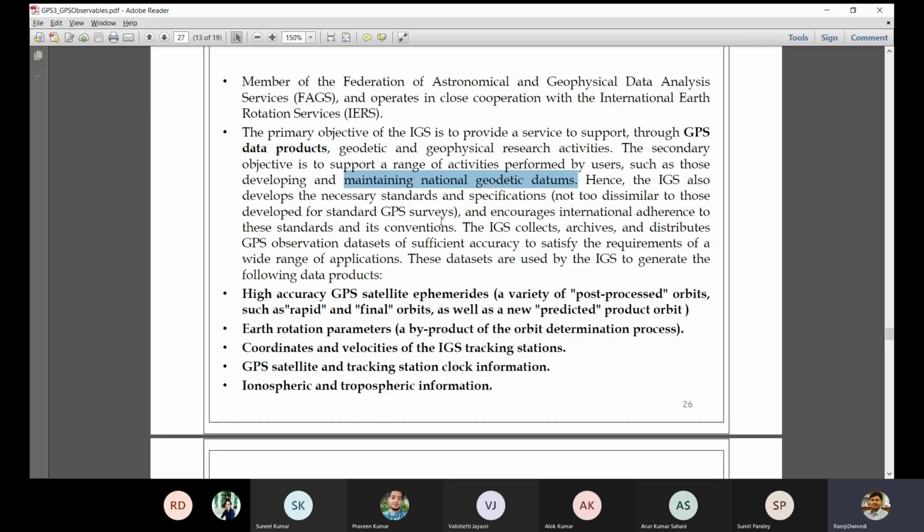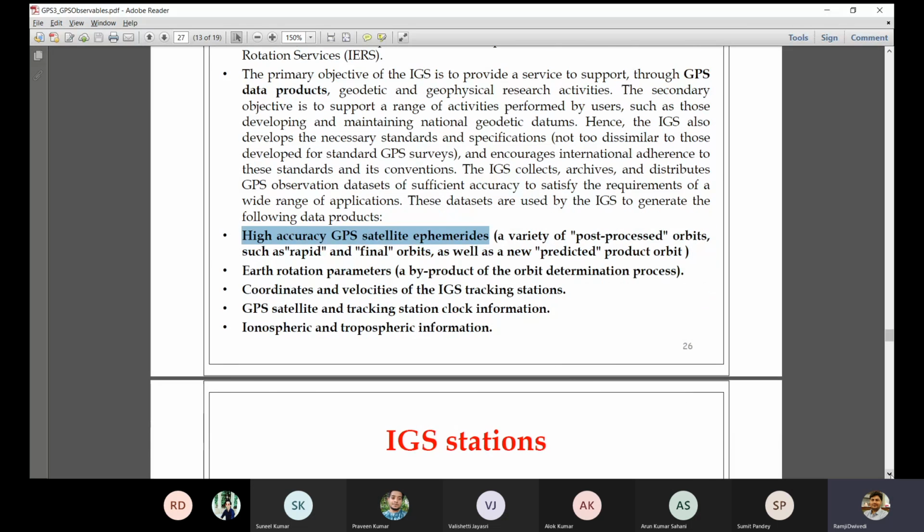So let's say if Survey of India needs particular support from data products, they will be accessing this IGS website. The IGS also develops the necessary standards and specifications, not too dissimilar to those developed for standard GPS. These include high accuracy GPS satellite ephemerides, a variety of post-processed orbits such as rapid and final orbits, as well as the new predicted product orbit, Earth rotation parameters, coordinates and velocities of IGS tracking stations, GPS satellite and tracking station clock information, ionospheric information, and all kinds of applications which we have seen. That is, the data is provided for that.